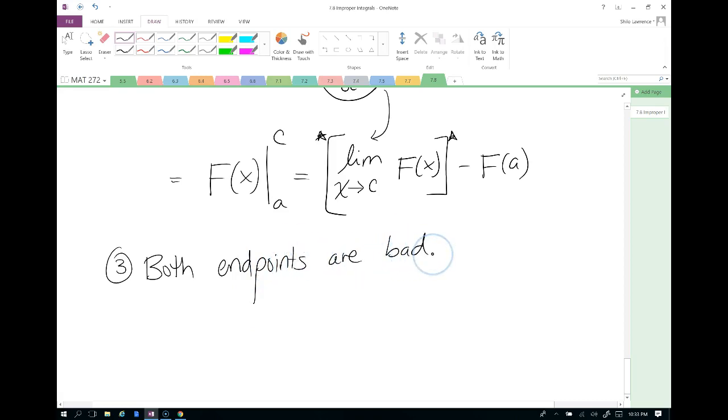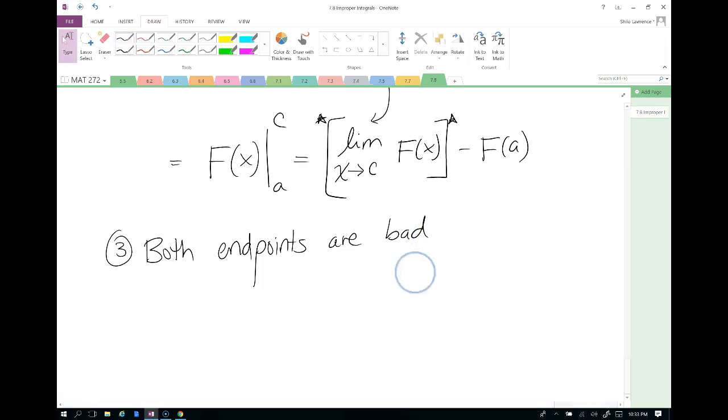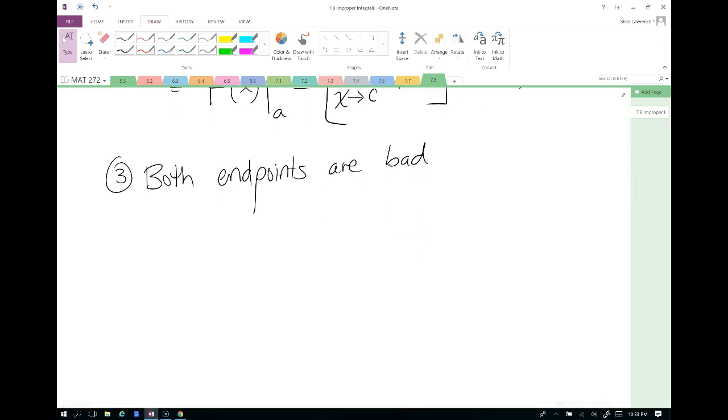Now, it could be because they are both positive and negative infinity, or because they're both asymptotes. But either way, both endpoints are bad. We can't use either one of them. Neither one of them can be plugged back into that function to get a real finite value back.